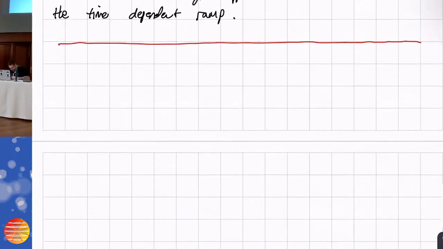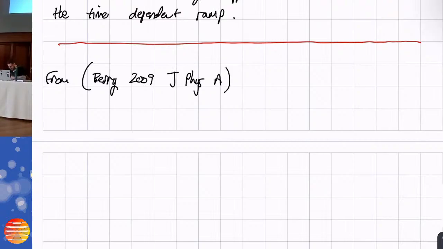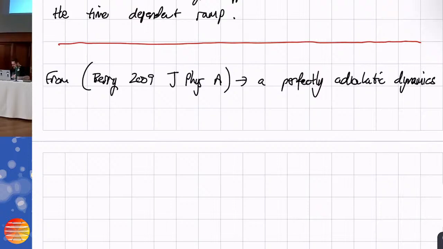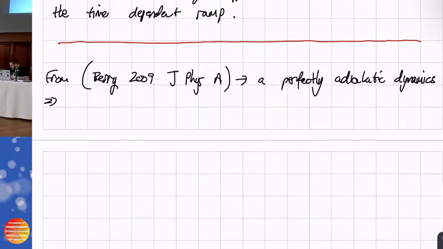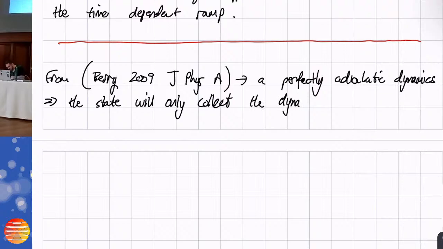So, from Berry, 2009 J. Phys. If we want perfectly adiabatic dynamics, then that implies the state will only collect the dynamic and geometric phases.